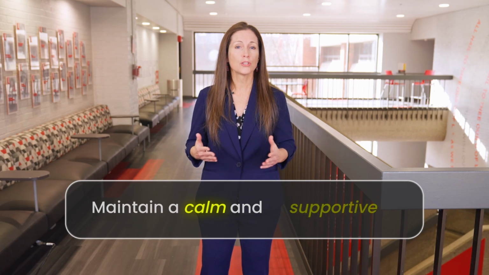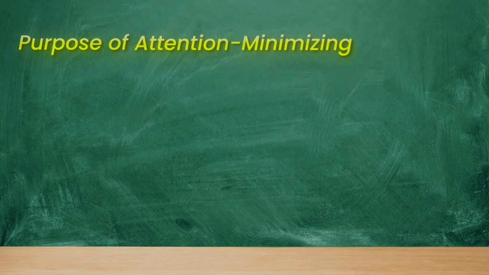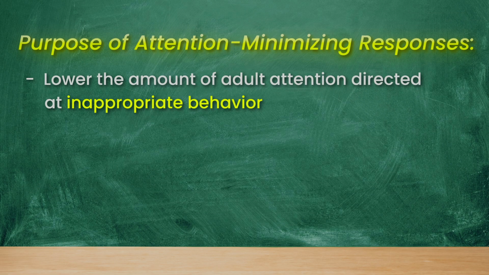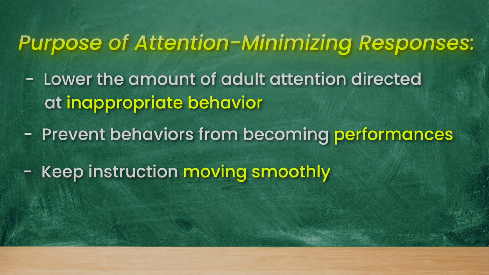Private redirection protects the relationship and prevents minor issues from becoming larger ones. Tone plays an important role here. It must remain calm, supportive, and never punitive. Across all of these strategies, the underlying purpose is the same: to lower the amount of adult attention directed at the inappropriate behavior, to prevent these behaviors from becoming performances, and to keep the instruction moving smoothly.